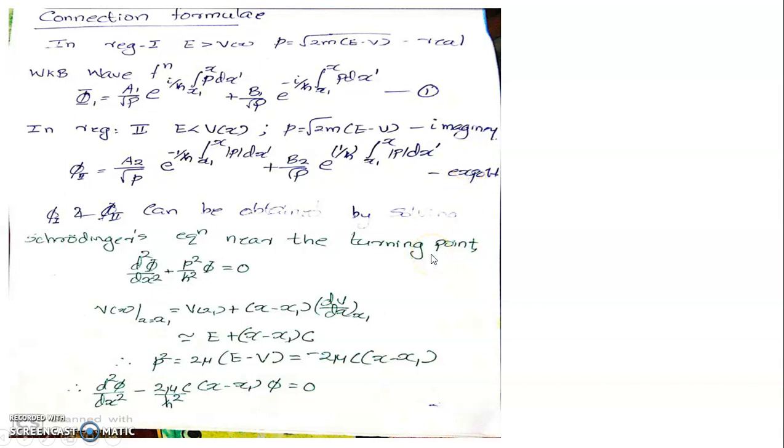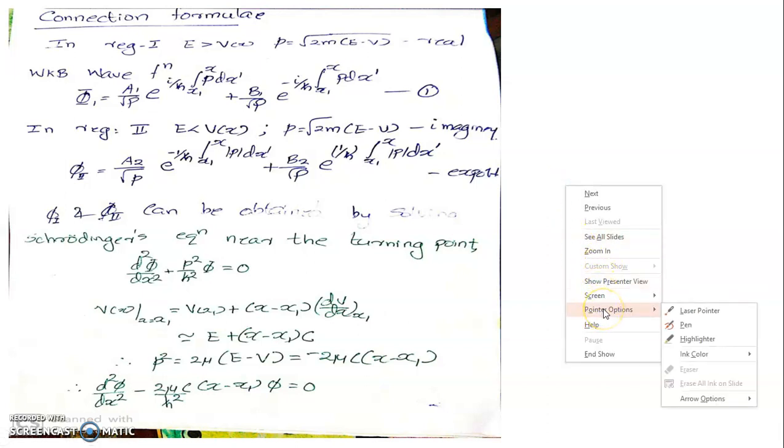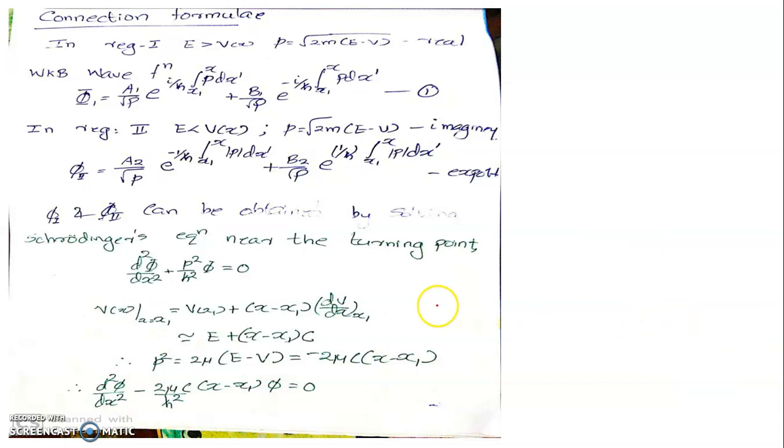Now let's see the mode of operation for the evaluation of this connection formulae. Here also we rely on the Schrödinger's equation, which is the Bible in quantum mechanics, and we propose to exactly solve the Schrödinger's equation in the case of these problems that include these classical turning points. The mode of operation is like this.